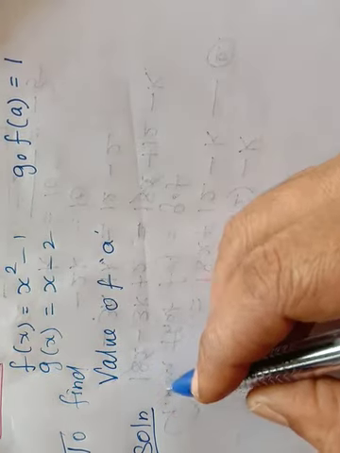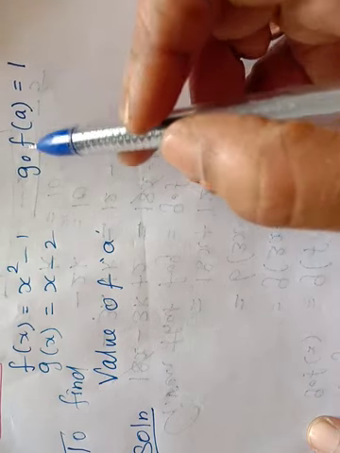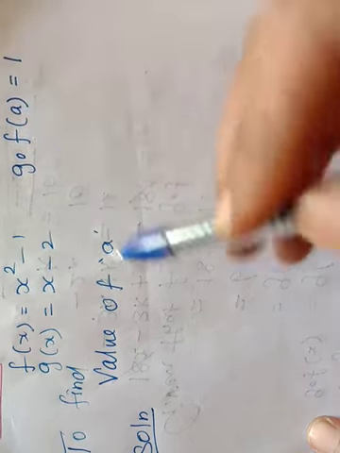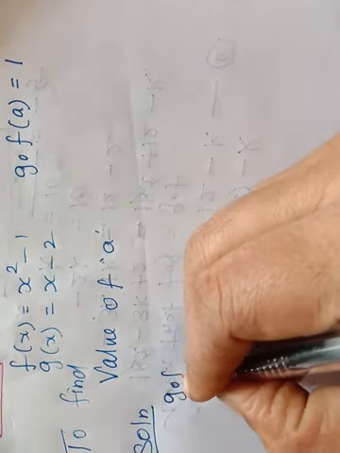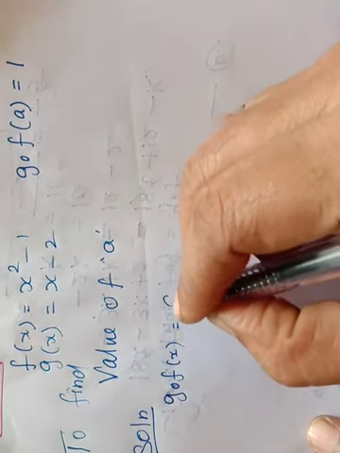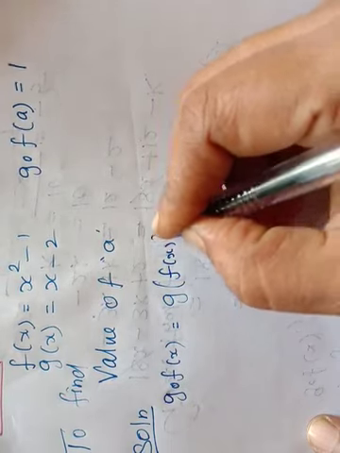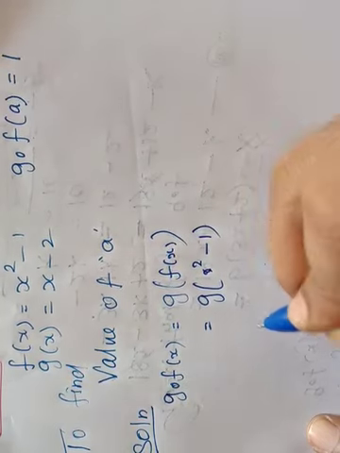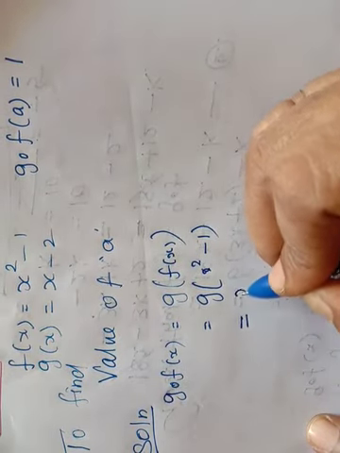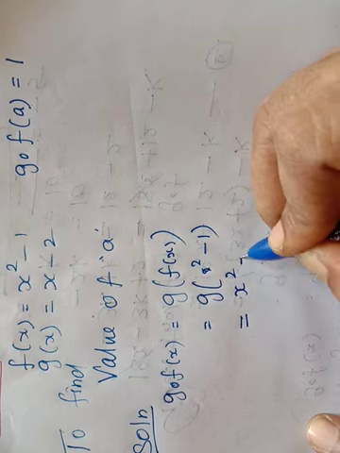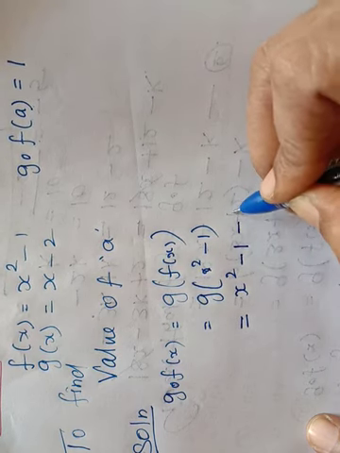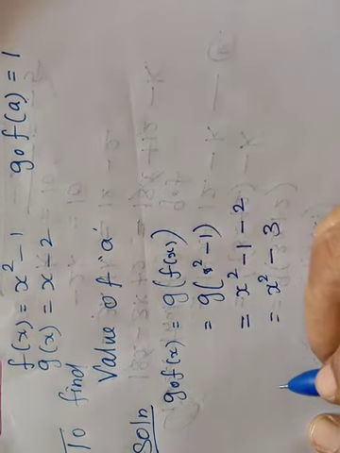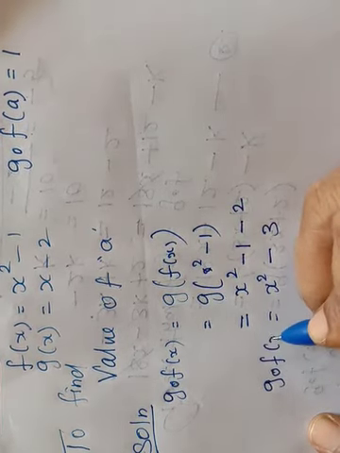Solution. They said g composite f of a. First I am calculating g composite f of x, and afterwards, instead of the x, I am substituting the a. g composite f of x is equal to what? g of f of x. That is equal to g of x squared minus 1, since your f of x is x squared minus 1. You want to substitute that in the g function. So x squared minus 1 minus 2, that is equal to x squared minus 3. This is your g composite f of x.